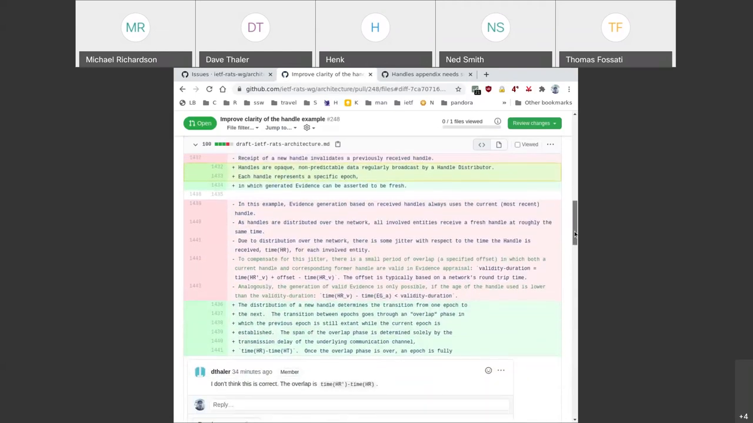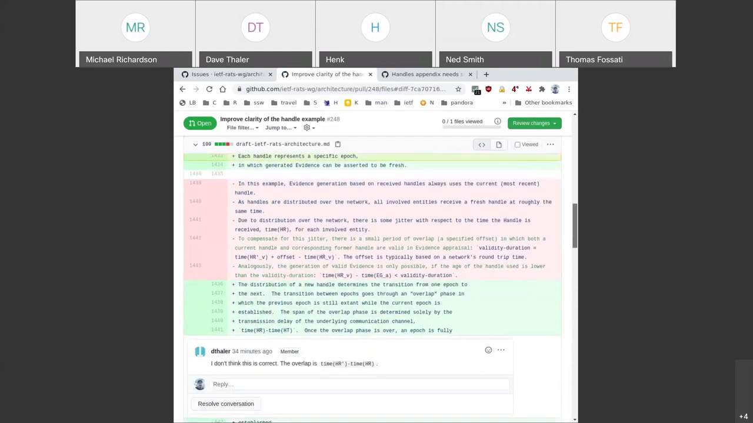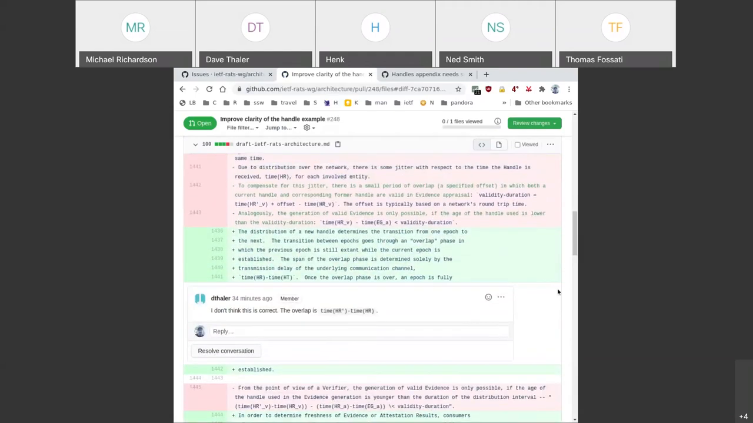So here we get to the crux of my comment, and this is the last time that I reviewed. I'm going back to when Hank walked me through this, and I thought that I completely understood it. An epoch is from the time that you receive a handle until the time that you receive its replacement, right? That's the epoch. Yes. The overlap is after you receive the new one, you still accept the old one for some period of time. That's the overlap time, right?